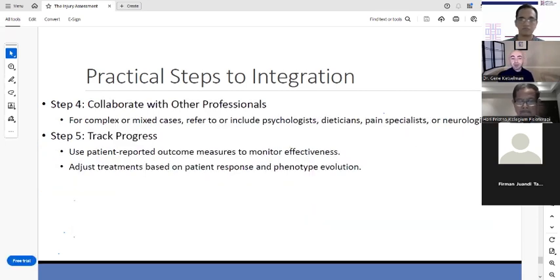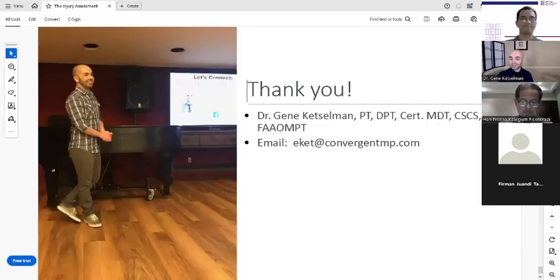Upon treating, you're going to collaborate with other professionals. So for complex or mixed cases, you're going to refer to or include psychologists, dietitians, pain specialists, or neurologists. And then you're going to consistently track progress. So you're going to use patient-reported outcome measures to monitor the effectiveness and adjust treatments based on patient responses and phenotype evolution. All right, so that brings us to the end of today's session.